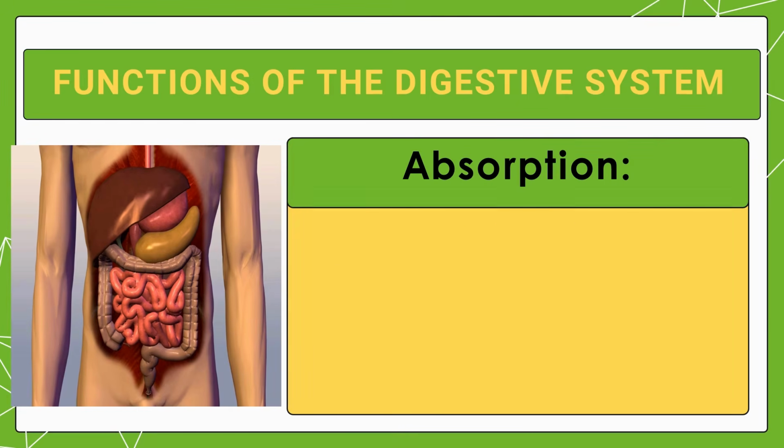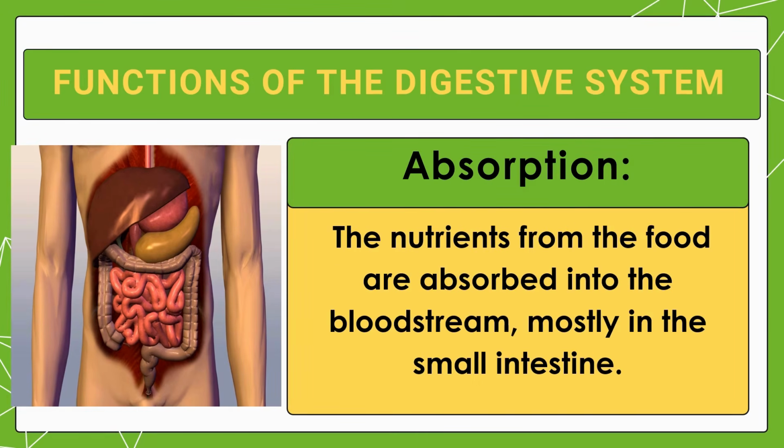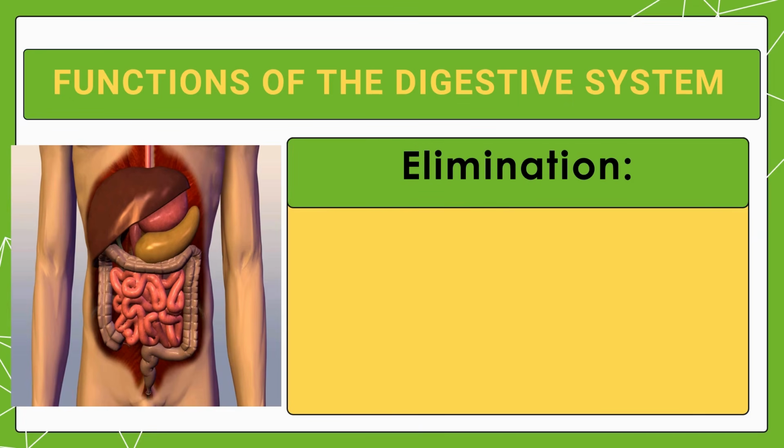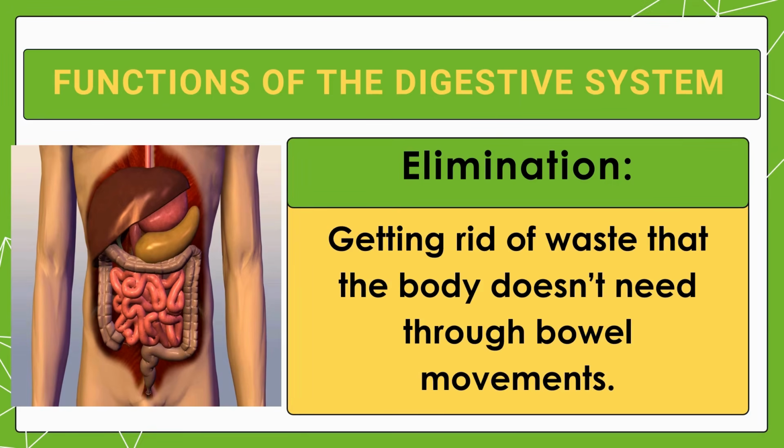Third is absorption. The nutrients from the food are absorbed into the bloodstream, mostly in the small intestine. Fourth is elimination. Getting rid of waste that the body doesn't need through bowel movements.